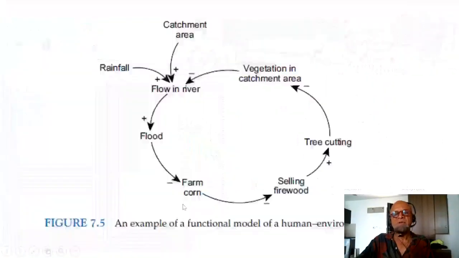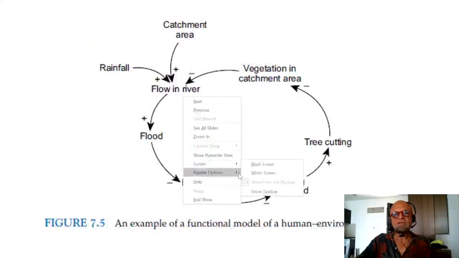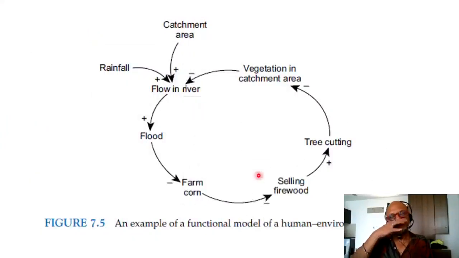Coming back then to look at the feedbacks, or dependencies, an example of a functional model of a human environment system. So this is our first model, as we have been discussing modeling or constructing human environment systems. So our system is now represented slightly with links or dependencies.